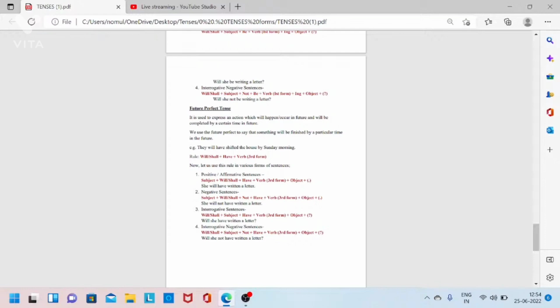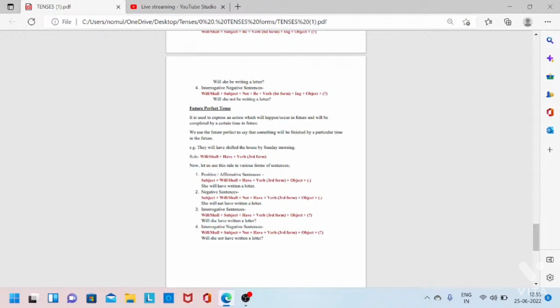Positive sentences we use like subject plus will plus have plus verb V3 formation plus object. So she will have written a letter. For the negative sentence, we insert not in between the auxiliary verbs, like subject plus will plus not plus have plus V3 formation plus object. She will not have written a letter.